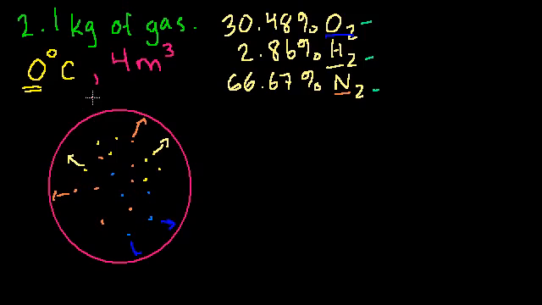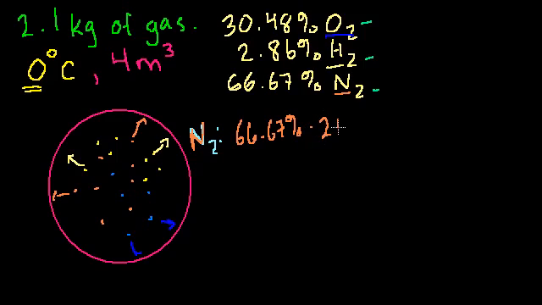So the first thing to figure out the total pressure is we have to figure out the total moles of molecules we have. The easiest way of figuring out the total number of moles is figuring out the moles of each of these molecules. So if we have 2.1 kilograms of gas, let me write this down. If we want to know moles of nitrogen, let me do it in the nitrogen color. Moles of nitrogen. We know that 66.67% of this, well, we could say 2.1 kilograms or 2,100 grams, is nitrogen.